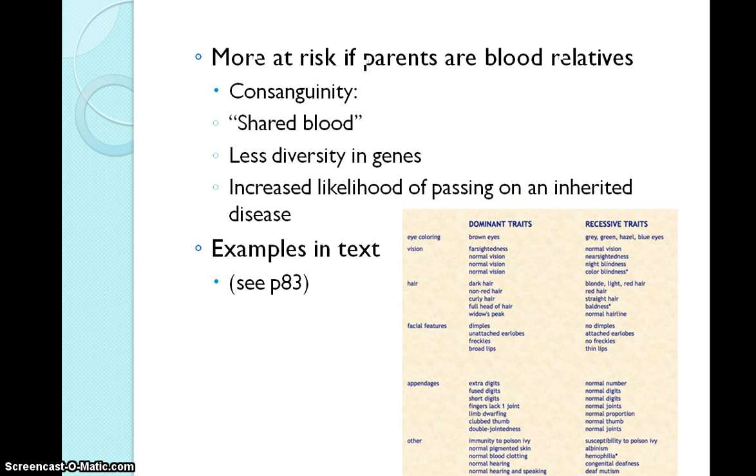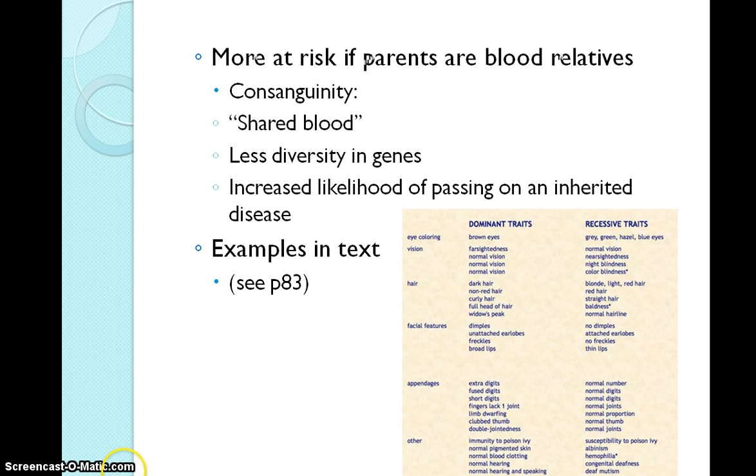Another characteristic that does come into play with autosomal recessive traits is the risk of a higher incidence of passing on the disease if the parents are blood relatives. This is called consanguinity, which basically translates as con meaning shared and sanguine referring to blood.